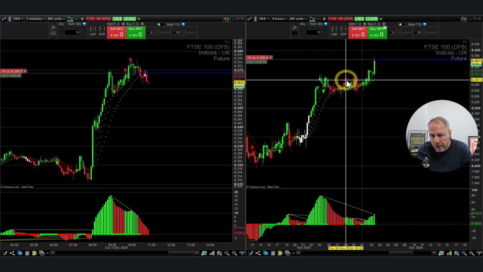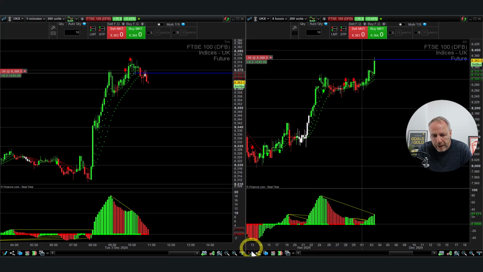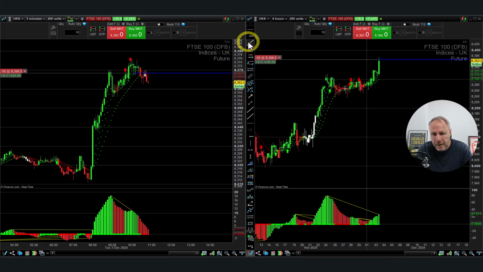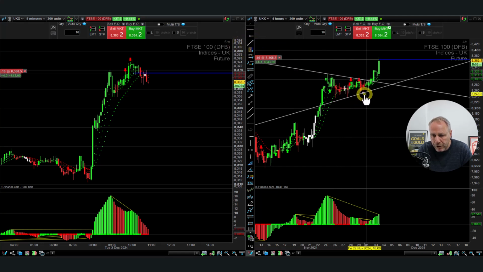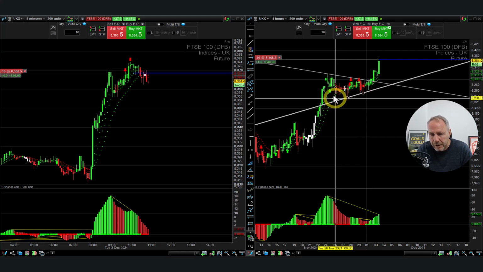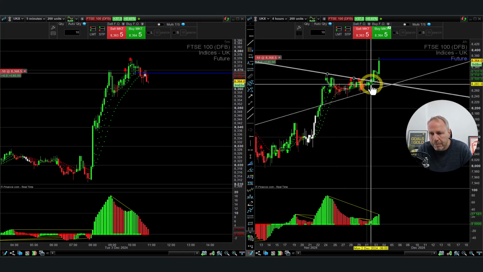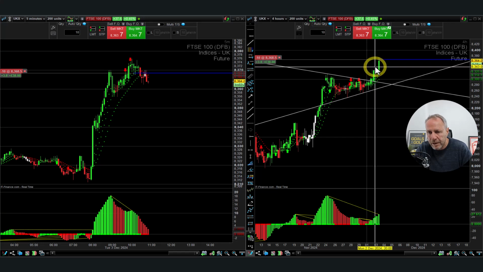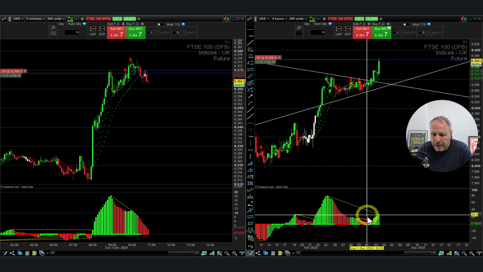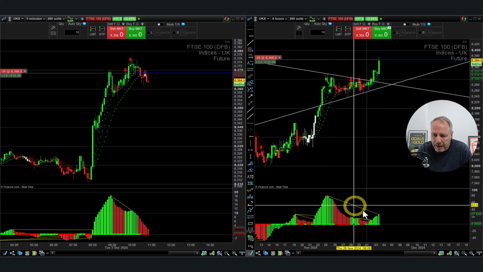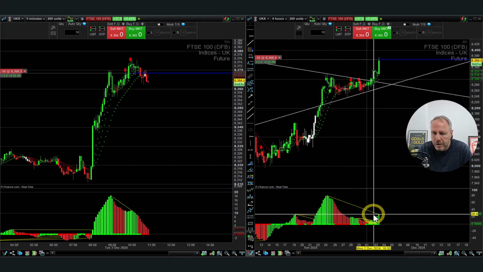Then we've gone sideways. It's a bit of a triangle. Triangle formations happen before the next breakout, which is likely to happen. Triangles are in the pullback area before the next thrust higher. And then we thrust higher, and the momentum indicator has signaled this huge divergence. It's a bearish divergence.